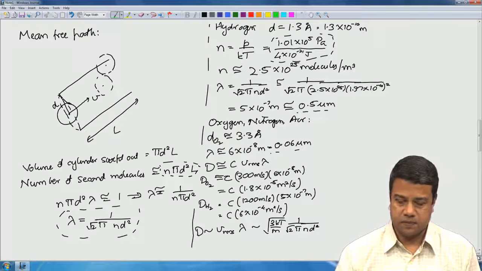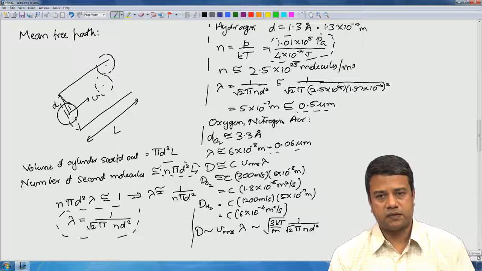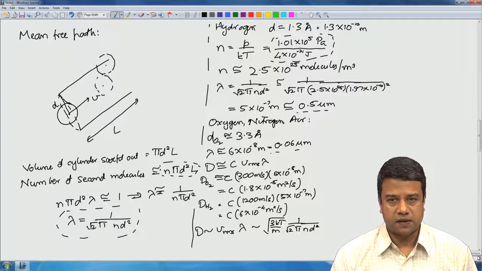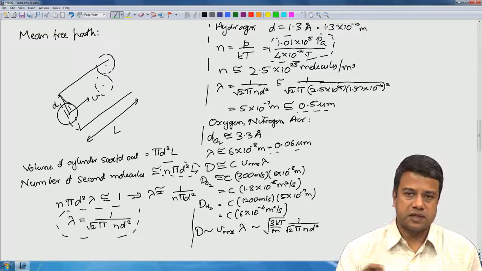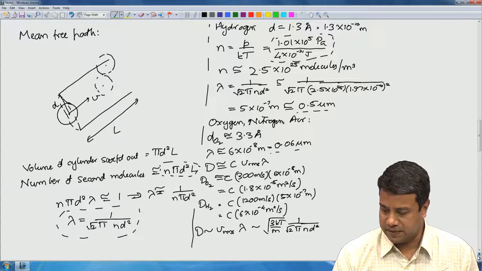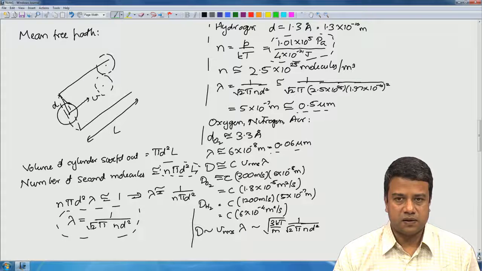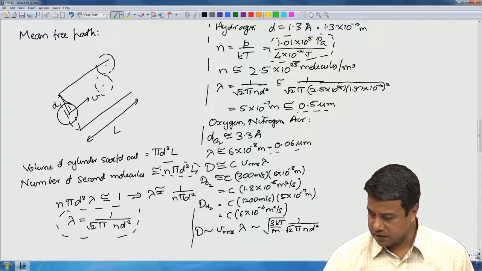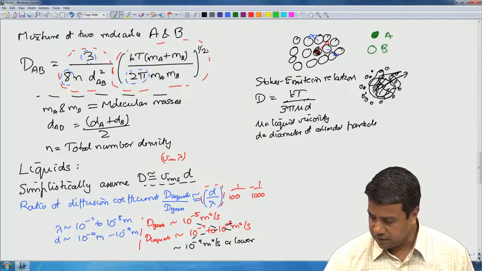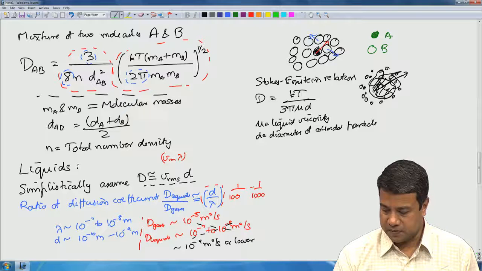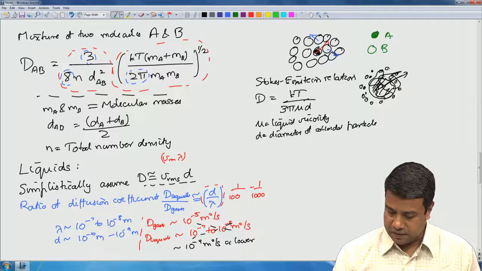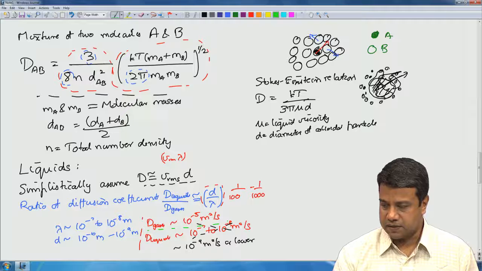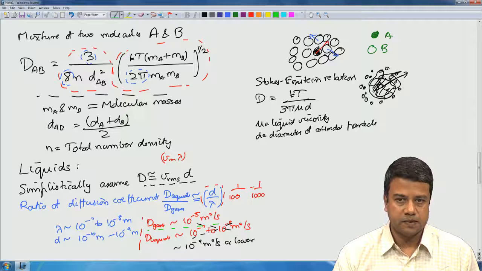a couple of lectures ago, where we had estimated it on the basis of the volume swept by a molecule as it travels in the gas. And on that basis, we had got the diffusion coefficients in gases in the range of approximately 10 power minus 5 meter square per second. For all gases, the diffusion coefficient is approximately 10 power minus 5 meter square per second.